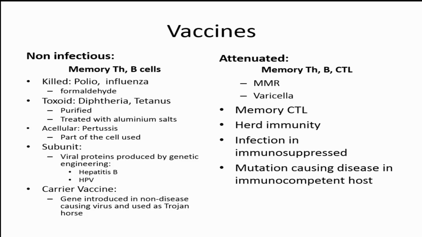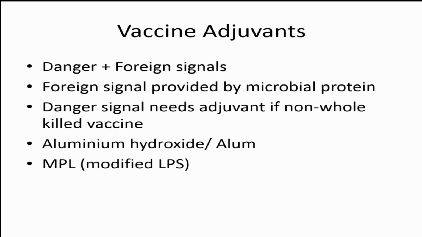So in general, if you think about the vaccine, it has the protein or the full cell or the full virus that shows it's a foreign protein, and the immune system needs to make an immune response to those. But how does it know that there is danger involved? That danger signal is missing when you don't give the full virus vaccine, right? If it's killed, it doesn't have a danger signal.